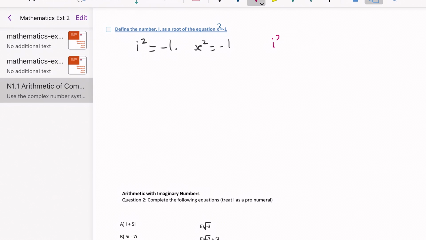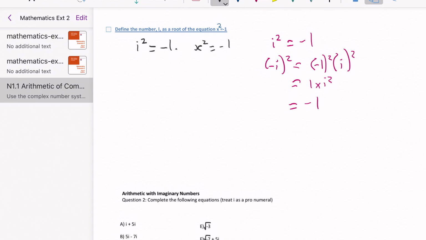If we go i squared, we know that that is equal to -1. And if we go (-i) squared, that is equal to (-1) squared times i squared, which is equal to 1 times i squared, which is equal to -1. So given that i is a solution to x squared equals -1, it is also a solution to the quadratic equation x squared plus 1 equals 0.